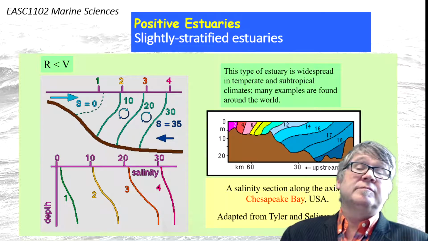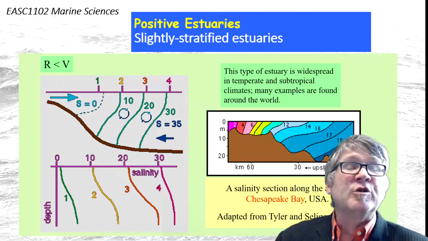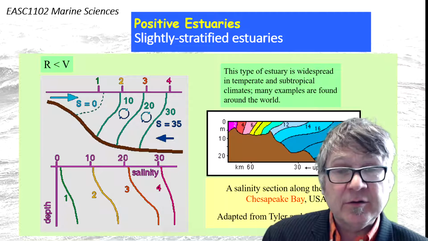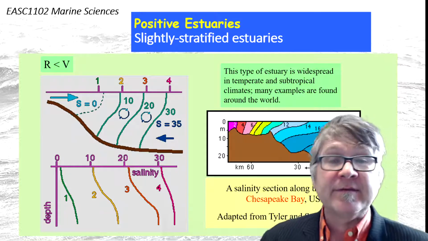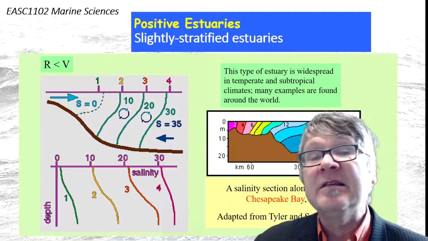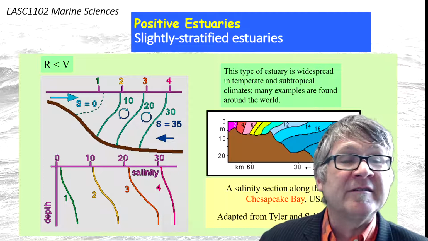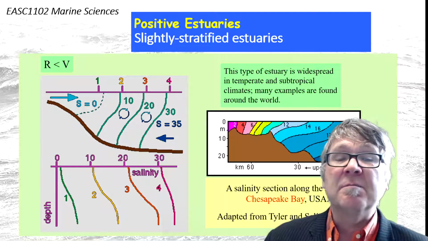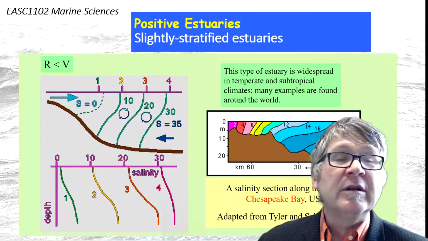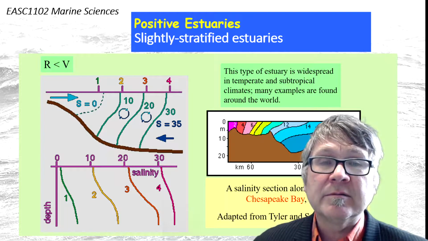So another type, again, you reduce the freshwater input relative to the tidal volume, to the significance of tidal mixing, and what you create is something that we call a slightly stratified estuary. And these types of estuaries are widespread in temperate and subtropical climates. Many examples are found around the world. And in this situation, there is a mixing between the upper and the lower layer.